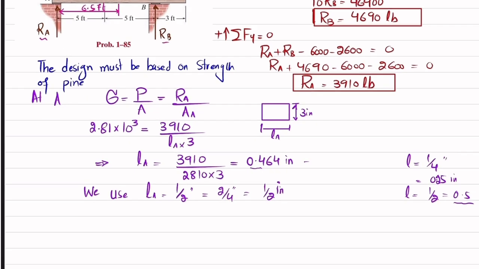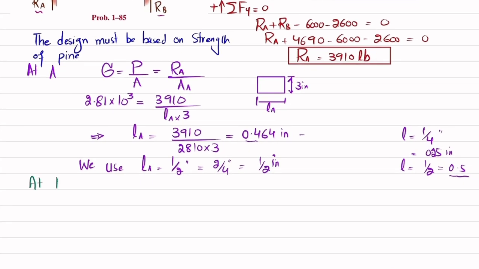Now what we will do is, at point B, our base plate B, we know that stress is equal to Rb divided by area. So from here the strength is 2.81 into 10 to the power 3 ksi.